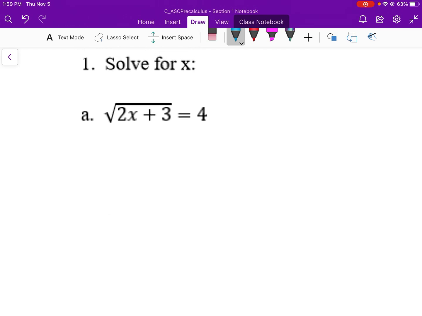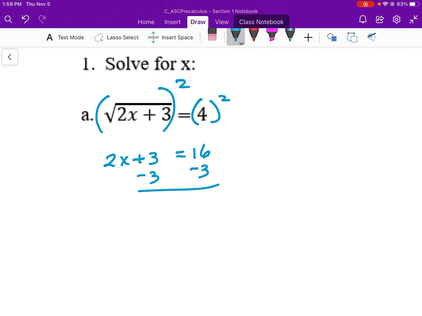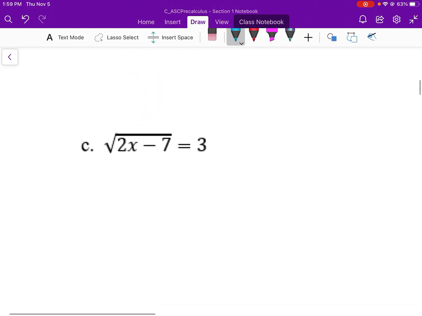Notice you isolate the radical, which it is, and now we're going to square both sides. I'm going to go ahead and do this for time. So the square root squared is 2x plus 3, and then 4 squared is 16. So subtract 3, 2x equals 13, divide by 2, x equals 13 over 2. Great, that was easy. All right, this one down here is similar.